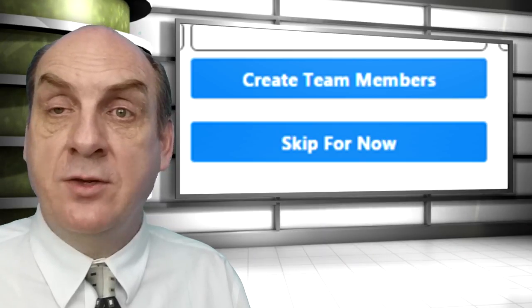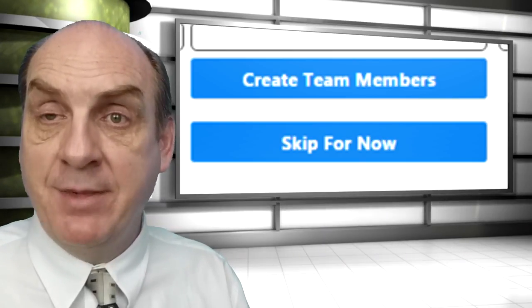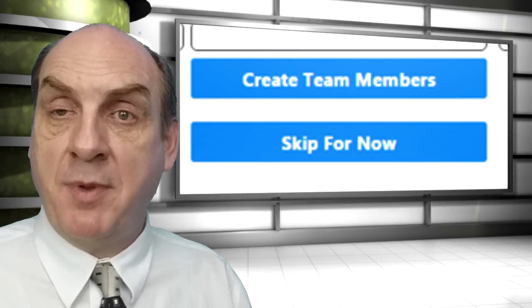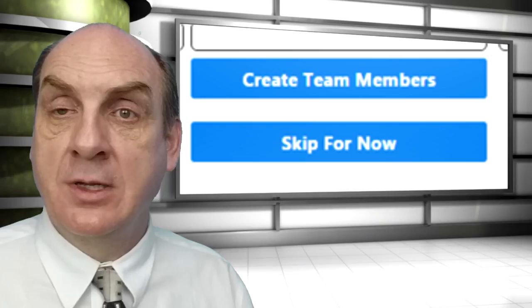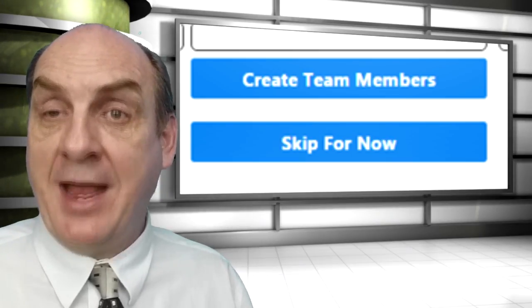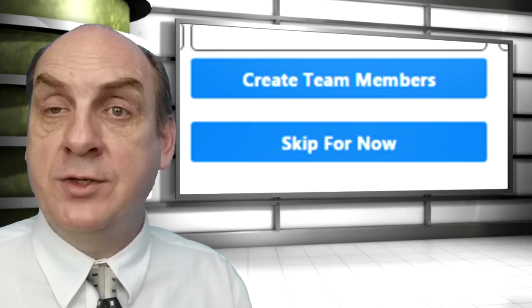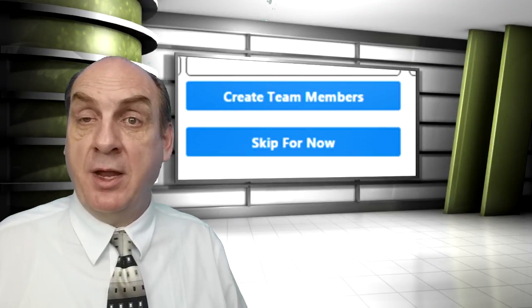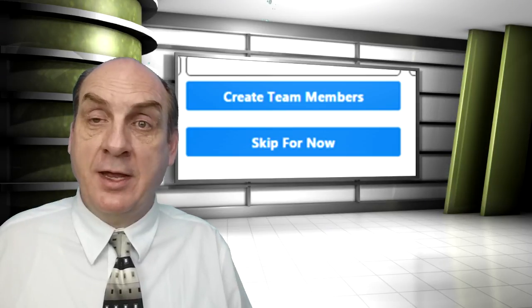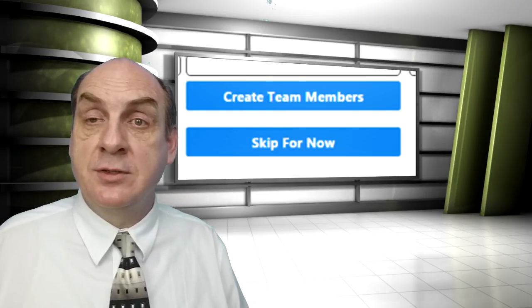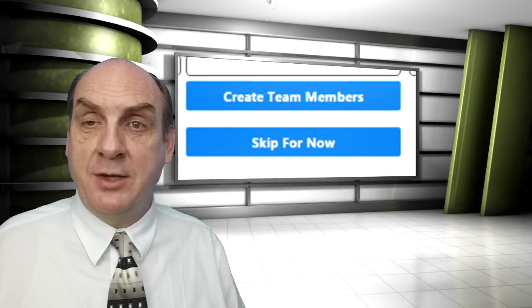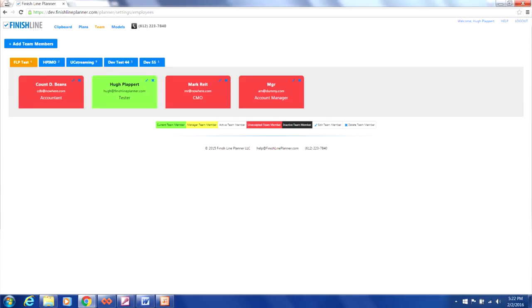When you do that, your team members are going to receive an email inviting them to join Finish Line Planner, to set their password and to log in. So you want to check with them to see if they have received that email once you've added them. Now you can choose to skip this login page and go into Finish Line Planner and work with other options. You can do that by clicking on the Skip for Now button at the bottom of the page. Now click on the Team option in the top menu.